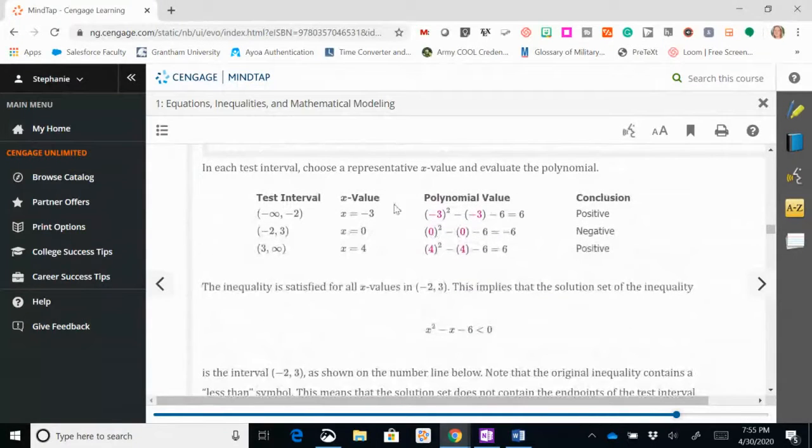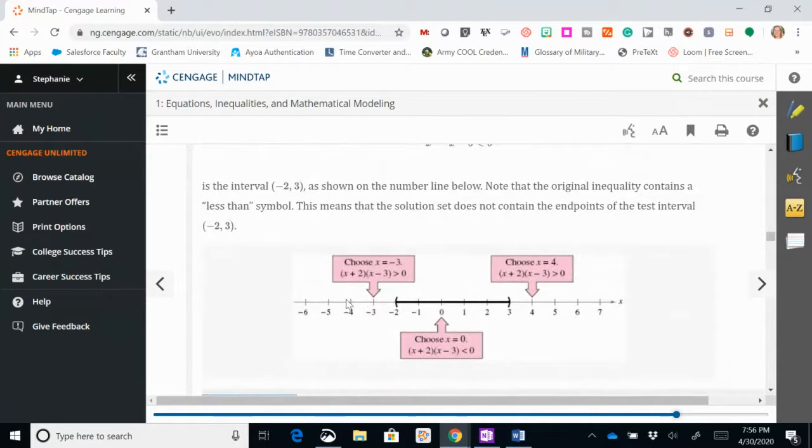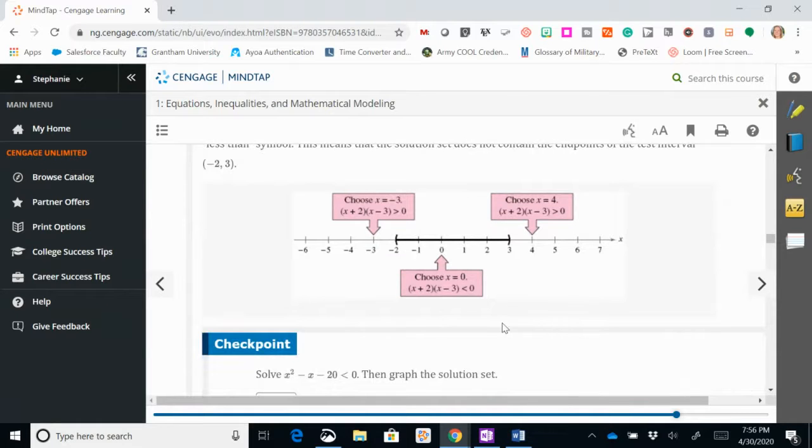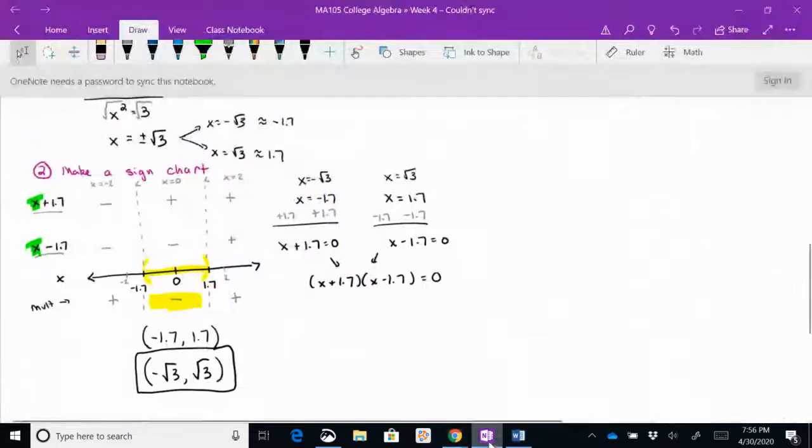You can see they don't make a nice picture. They show you what number they plug in, but they don't explain why. Here, they're plugging in negative 3 because it's between negative infinity and negative 2, basically in that part of the number line. So they're doing the same concept, they're just looking at it together while I'm looking at it piece by piece.